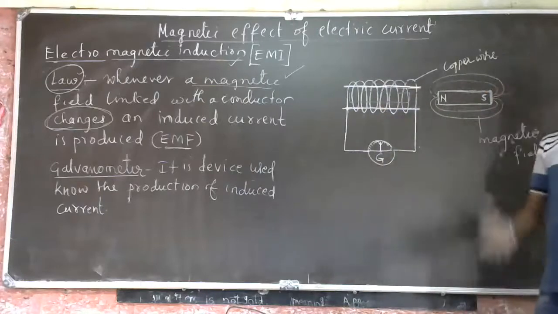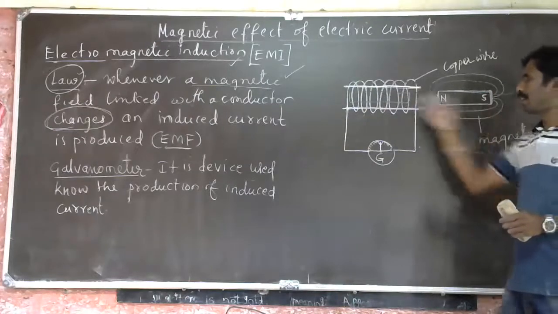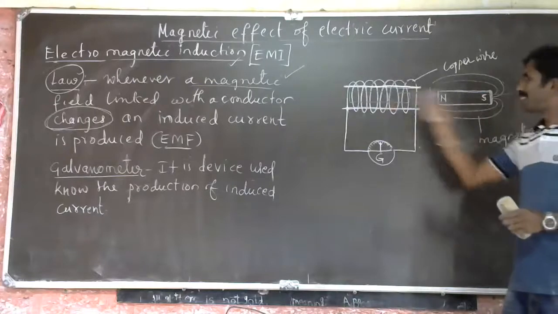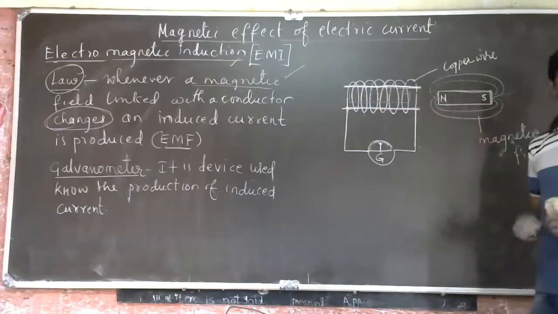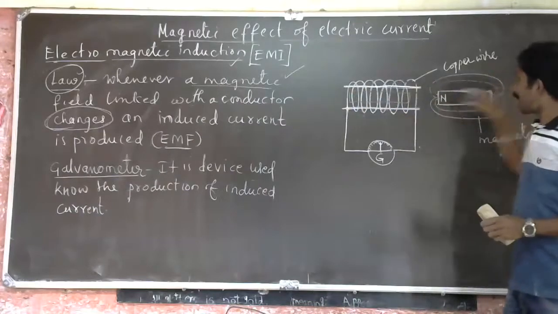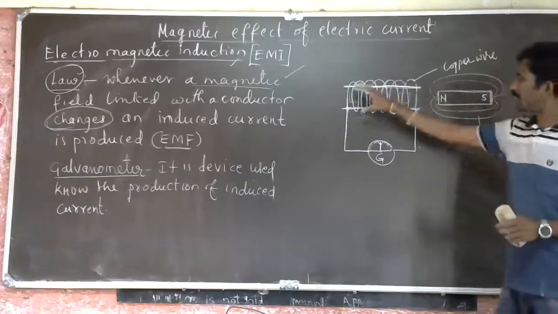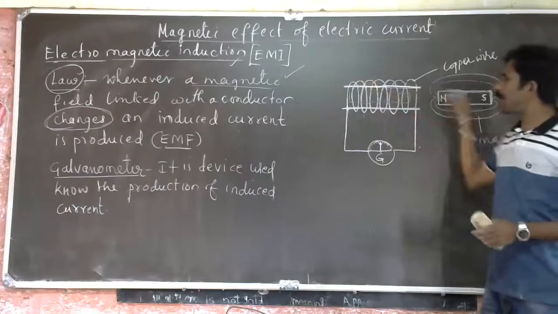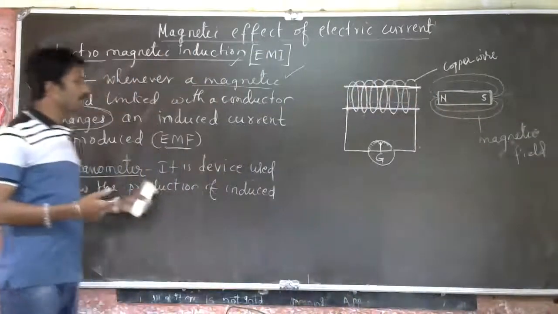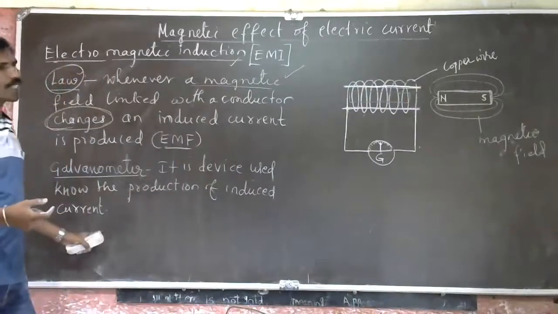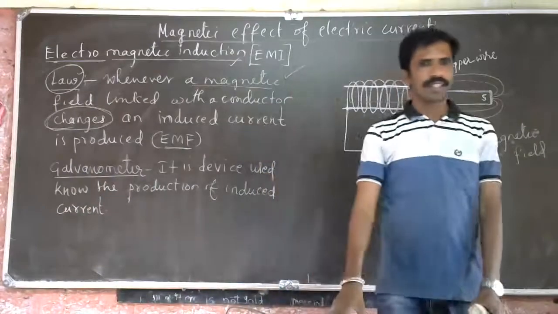The quantity of current produced in a coil depends on the rate of change of magnetic field linked with the conductor. You have to continuously push the magnet inside and take it out, push inside and take out. On that basis, how much speed you are doing that, the magnitude of the current depends. Is it clear? This is about electromagnetic induction.